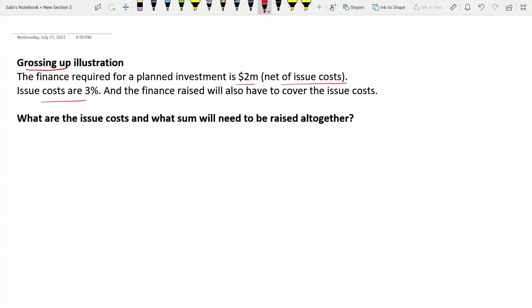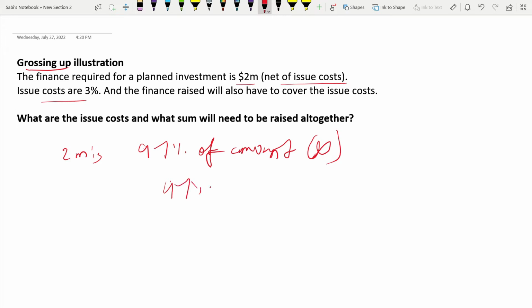Remember, this 2 million is after deducting this 3%. So that means the 2 million is 97% of the amount to be raised. Let's keep this amount to be raised as Y. 97% of Y is 2 million. This is the gross figure. 97% of that gross amount is 2 million.